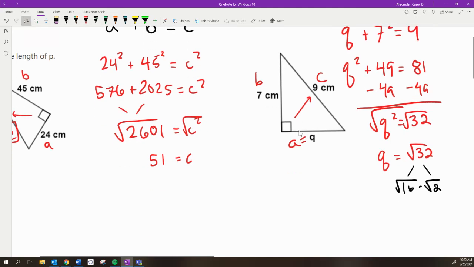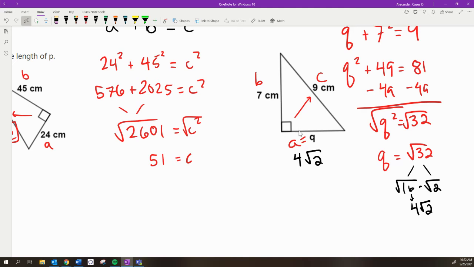All right, so the reason I split it up this way and not a different way is that the square root of 16 is something I can do in my head. And so that's 4. And then I have the square root of 2 left over. So it turns out q is equal to 4 times the square root of 2.